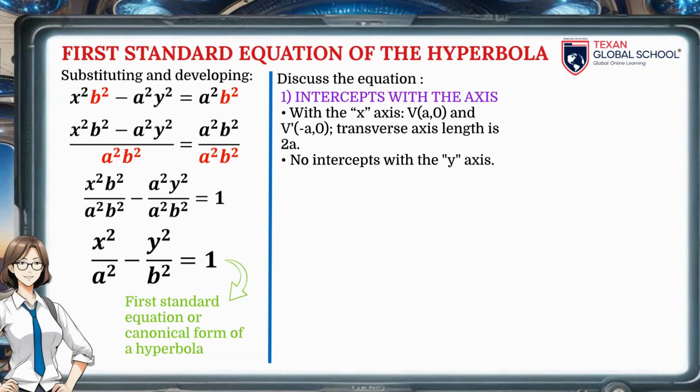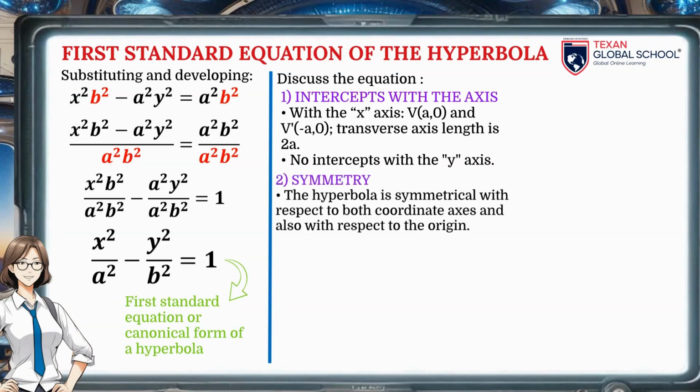Now the y-intercepts are obtained when x is equal to 0. However, in this case, there are no intersections with the y-axis since negative roots or imaginary numbers appear.